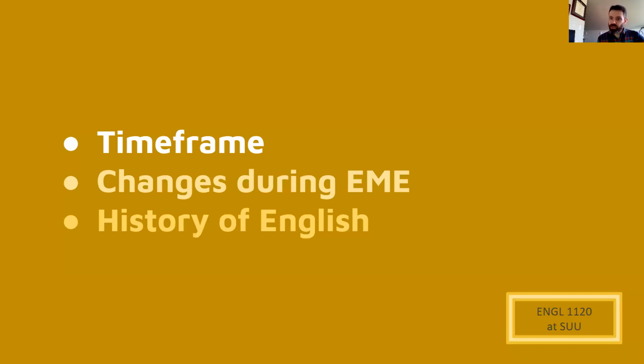So we talked about the general time frame associated with early modern English. We highlighted just a couple changes that happened during this period, and then we tried to give a reasoning why a brief study of the history of English relates to our more general study of the grammar of English.